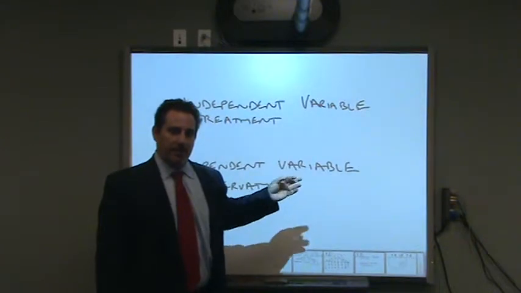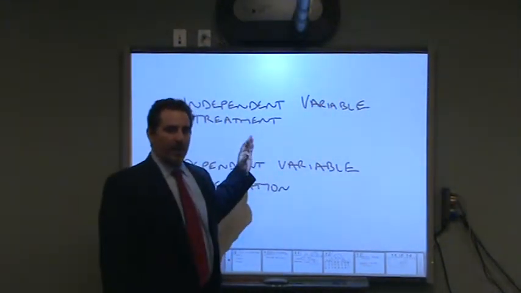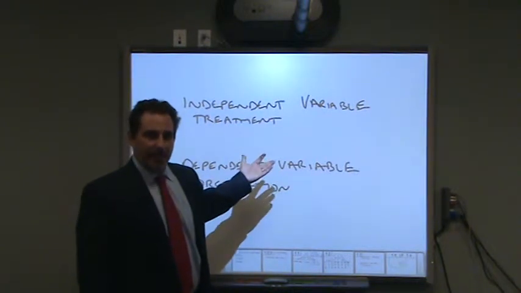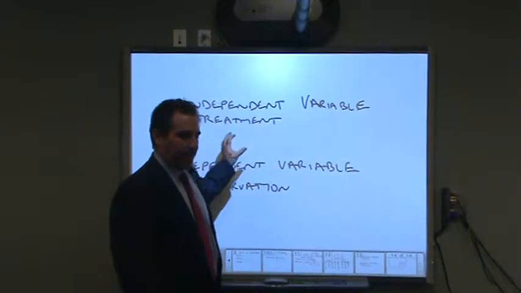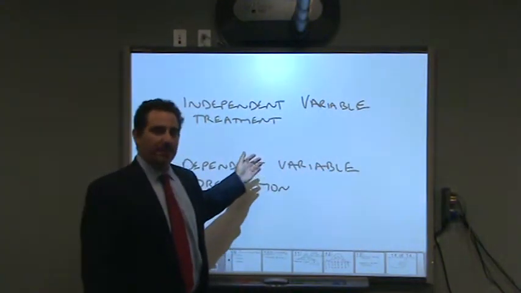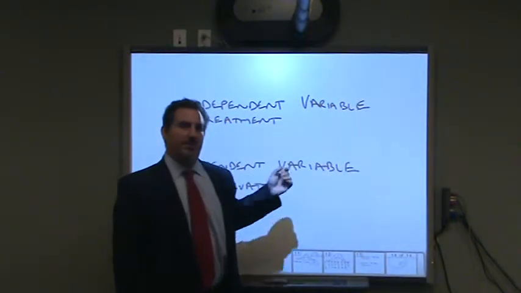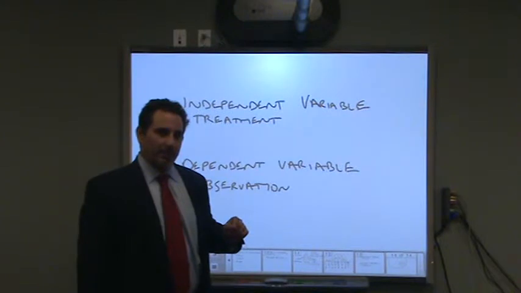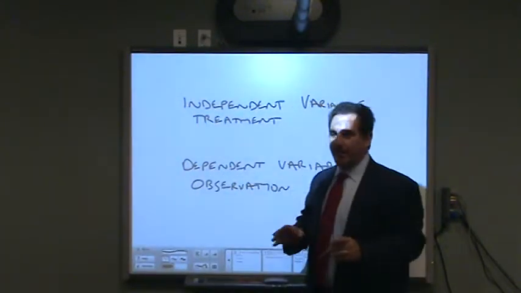And this is just the difference between what we call a between subjects design, where different subjects get aspirin versus sugar versus kick, versus a within subjects design, where the same subject eventually gets all 3 levels of the independent variable. So that's the difference between independent variable and dependent variable.